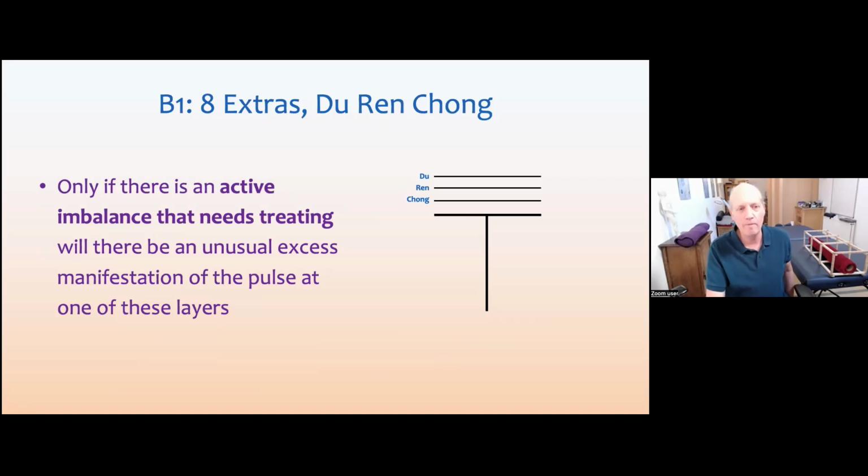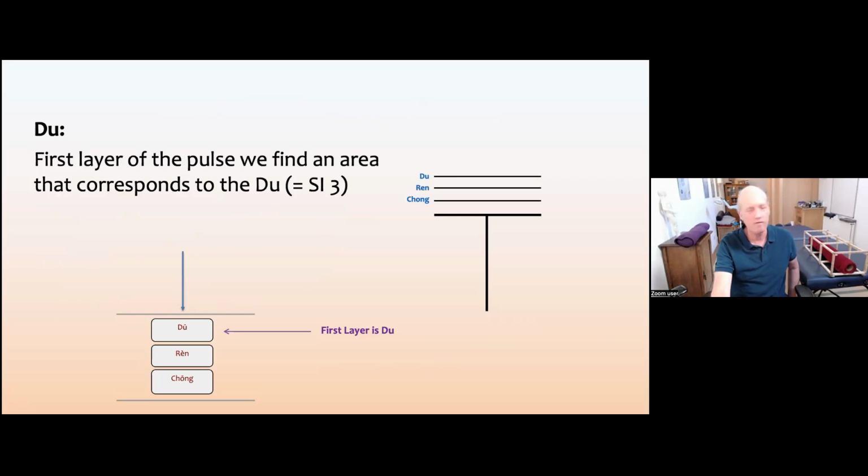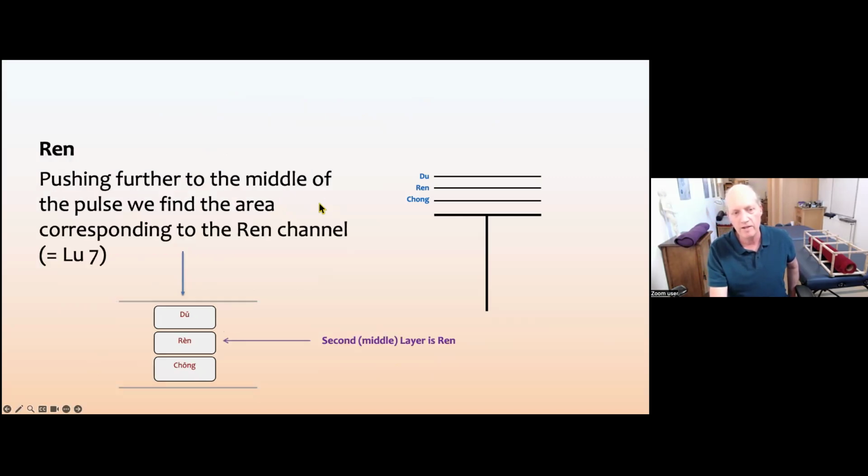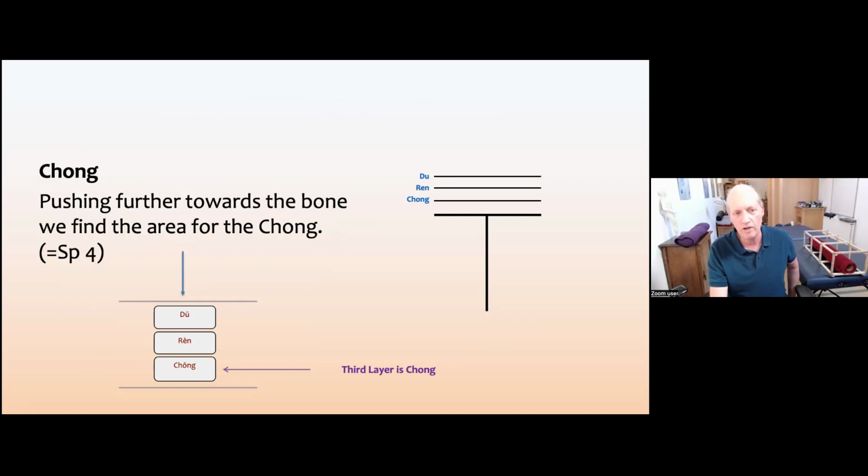Okay. Only if there's an active imbalance that needs treating will there be an unusual excess manifestation of the pulse at one of these layers. So it's an active imbalance that is important here, and we treat it with the opening points. These slides also have the opening points in them. For instance, for the Du, it's Small Intestine 3. For the Ren, it's Lung 7. And for the Chong, it's Spleen 4. That's a reminder for those opening points.